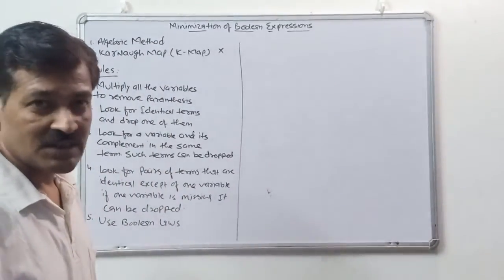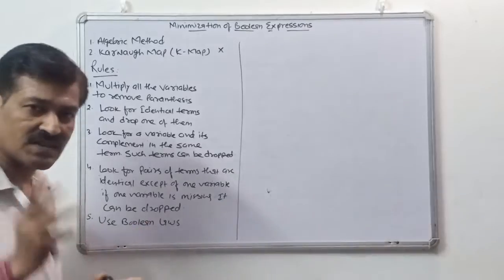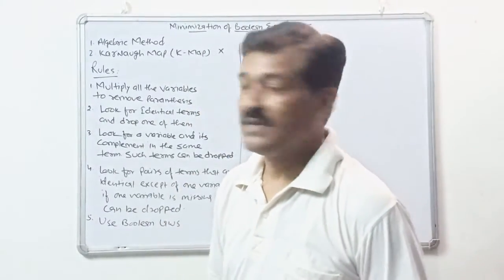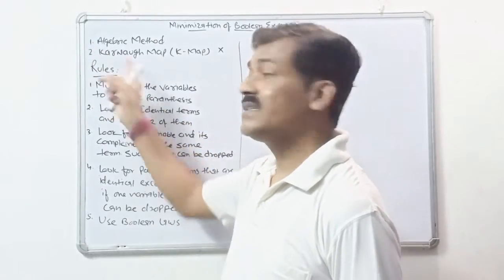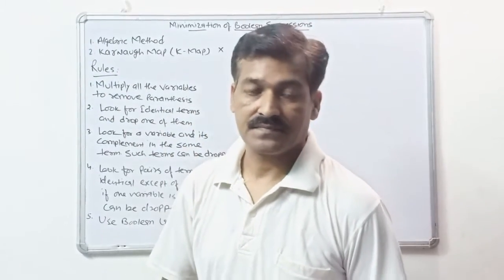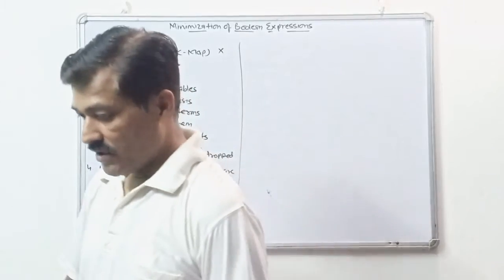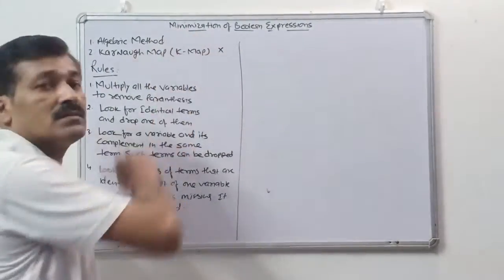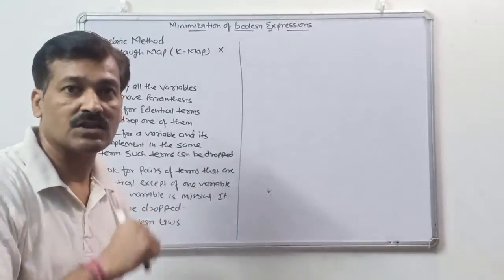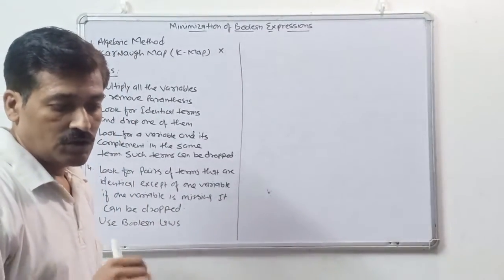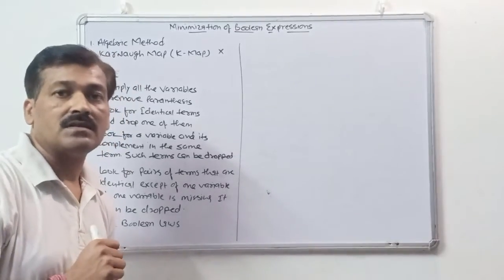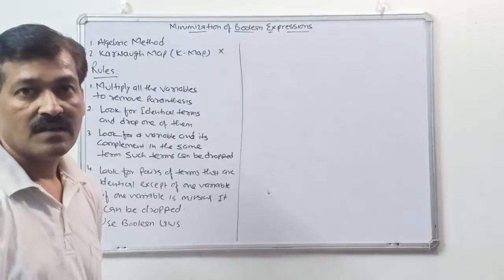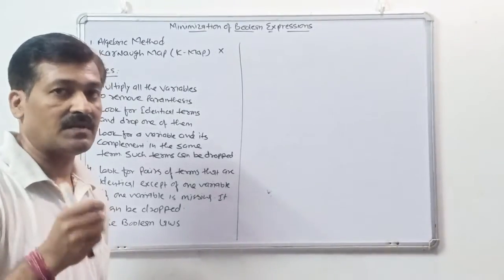To minimize Boolean expressions, we have to follow some rules. First of all, the expression can be minimized in two ways: the algebraic method and the Karnaugh map, K-map. This K-map is not in your syllabus, so we will learn about the algebraic method of minimization of Boolean expressions. To minimize any Boolean expression, we have to keep some rules in mind.